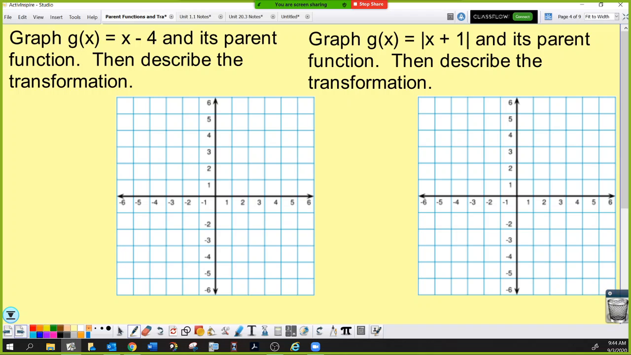The first one says graph g of x. So we're going to start there. First we're going to graph that straight line. Just like yesterday, this is in y equals mx plus b format. That -4 at the end tells you where it crosses the y-axis.